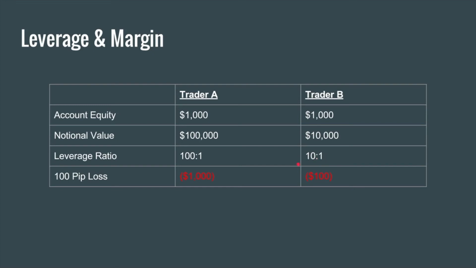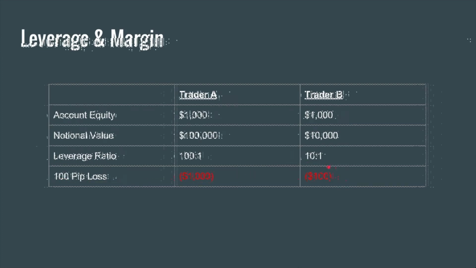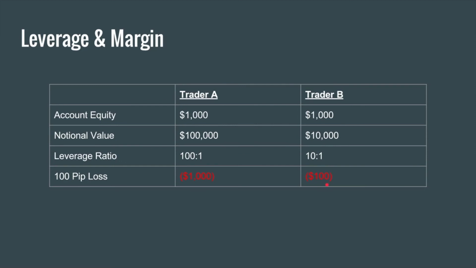So as you can see here, a 100 pip loss for trader A will be 10 times greater than the loss experienced by trader B for a 100 pip loss. Just something to be aware of. Obviously, the greater leverage you use, the more potential there is for downside risk.